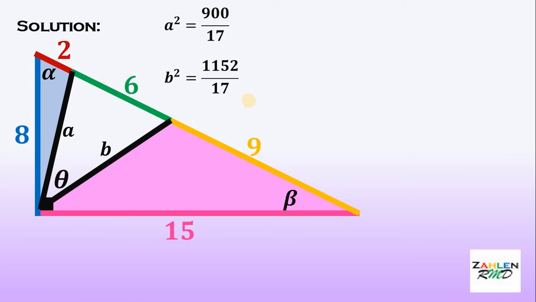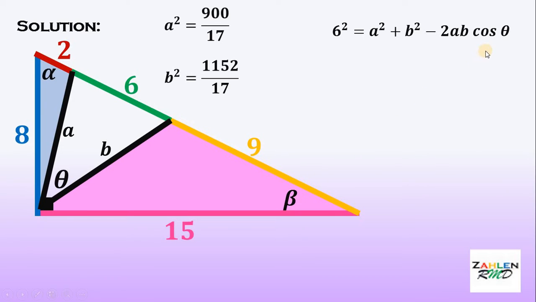Now for the last time, using cosine law on this white triangle, we have c squared equals a squared plus b squared minus 2 times ab multiplied by the cosine of theta.